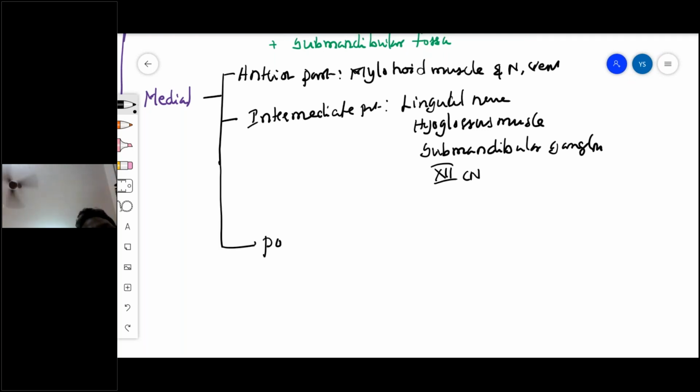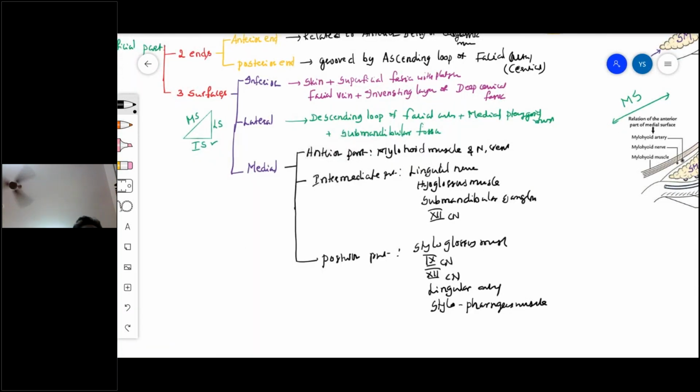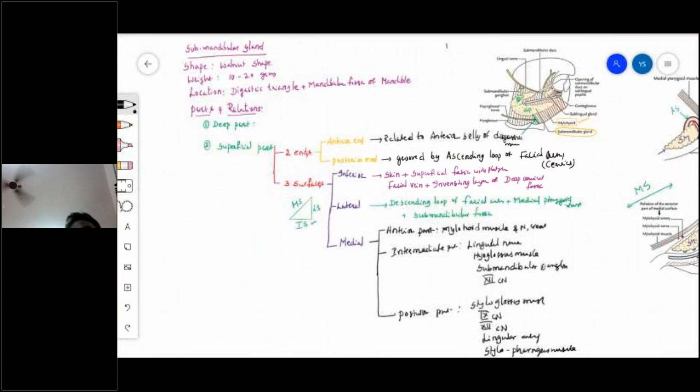Next we come to the posterior part. What are the posterior part relations? Styloglossus muscle, 9th cranial nerve, 12th cranial nerve, lingual artery, and stylopharyngeus muscle. So these are the relations. This is about the superficial part. Up to now we have studied only the superficial part. If you see these notes, I explained only about the superficial part.